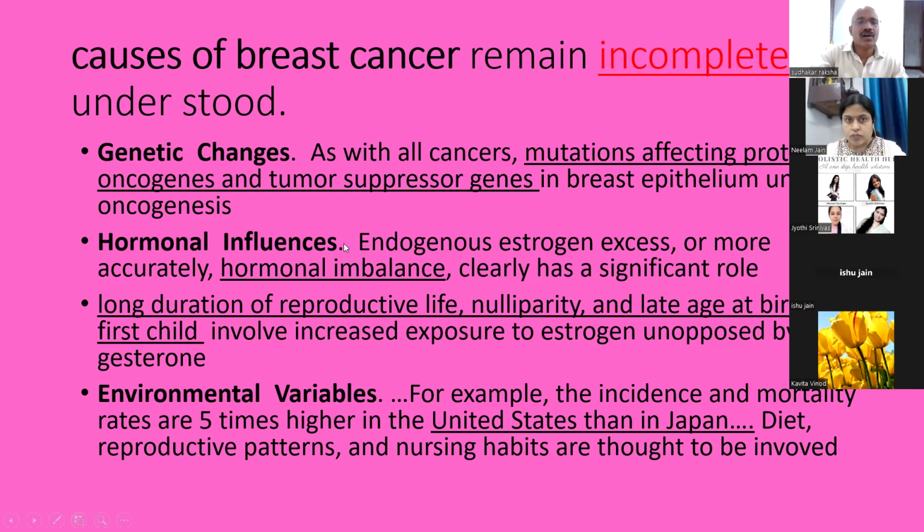So the next one is hormonal influence. Endogenous estrogen, or more accurately, a hormonal imbalance, has a significant role in breast carcinoma. Early puberty, before 11 years, early menarche, or late menopause, when the menopause is very late. So a long reproductive life is a risk factor for breast carcinoma. Nulliparity, not giving birth to children, is a risk factor for breast carcinoma.